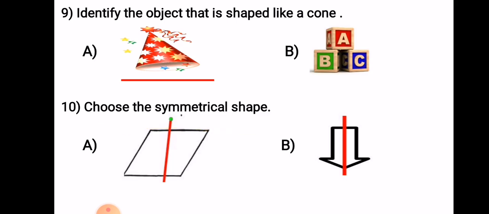And here we need to choose the symmetrical shape. But before we answer this question, can you remember what we said about the symmetrical shape? We said the symmetrical shape is a shape that has two similar sides. And it can be divided into two similar sides. Also, we said the line which is dividing the shapes into two similar sides is called a mirror line.